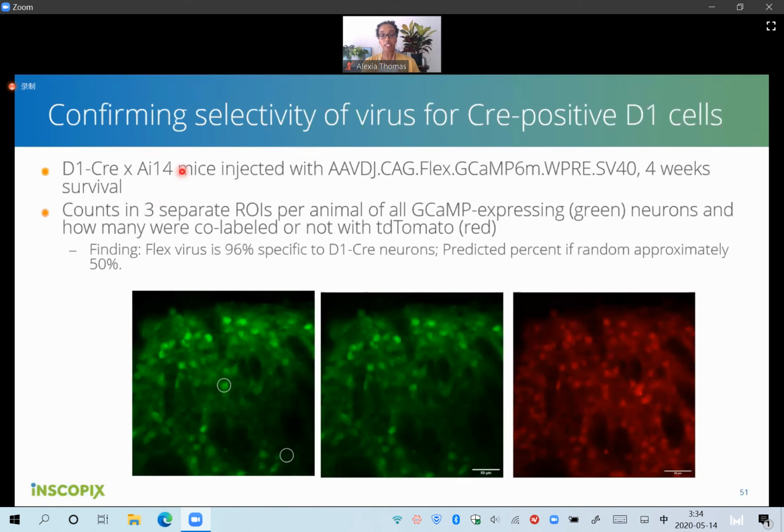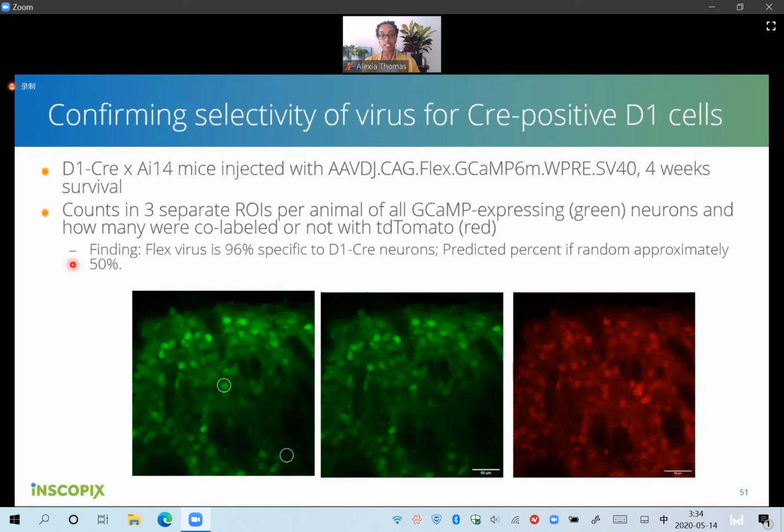So what we've done in this case is, with these crossed mice, we inject the full concentration of our virus. And 4 weeks after survival, we sacrifice and do histology on them. The counts that we're showing you here are from 3 separate regions of interest per animal. And what we're doing is looking at GCaMP expressing neurons to see how many of them were co-labeled or not with tdTomato.